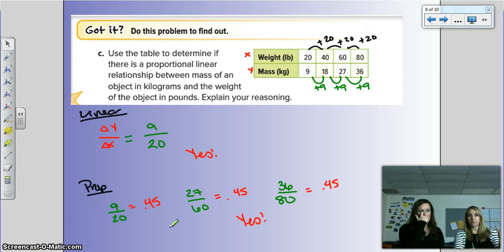All right, so we looked at this table. We found the change in X, which was plus 20 each time. We found the change in Y, which was plus 9 each time. Then we put that in our ratio of change in Y over change in X, 9 over 20, so yes, it is linear. Leave it as a fraction. Don't make it a mixed number. Don't make it a decimal.